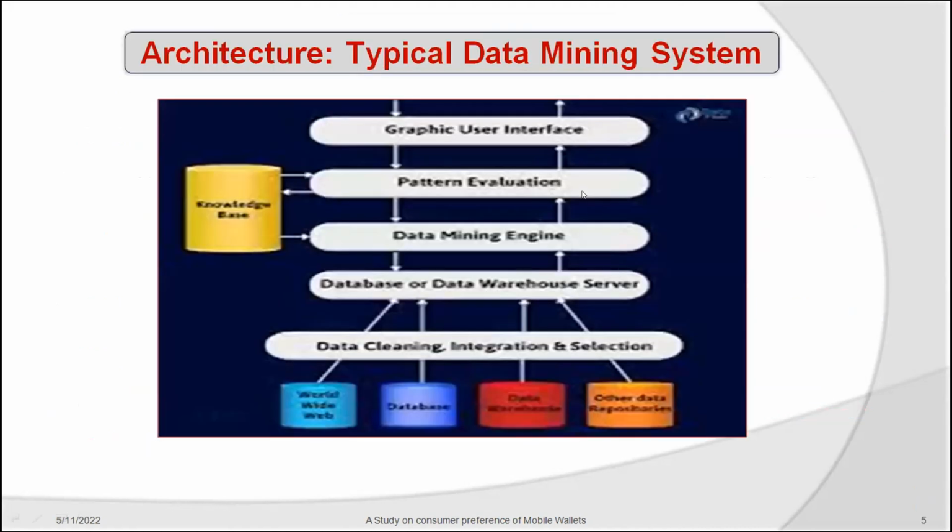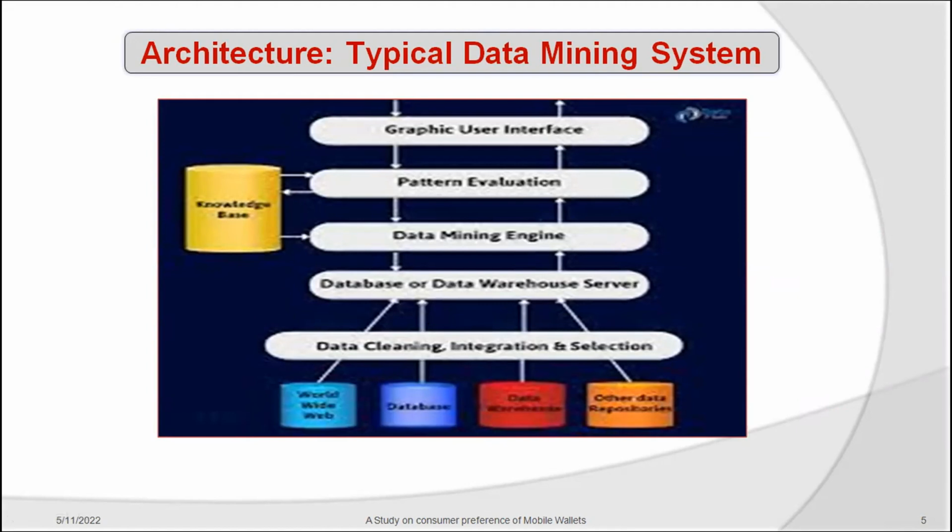This is the architecture of a typical data mining system. Here, the significant components of the data mining system are the data source, which is shown in the diagram, the data mining engine, the data warehouse server, the pattern evaluation module, the graphical interface, and the knowledge base. The actual source of data is the database, where we have collected the data. It may be from the web, from a text file, or from any other document. It is stored in the data warehouse.